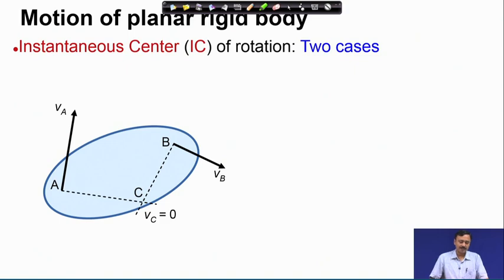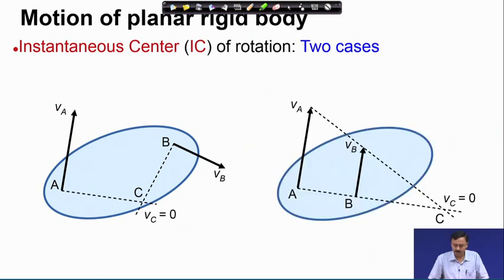Then we had discussed the concept of instantaneous center of rotation. If I take the perpendiculars at the intersection of the two perpendiculars of the velocity vectors at A and B, then the velocity at C must be 0, and I can also locate the instantaneous center of rotation when the velocity distribution at A and B is parallel, as shown here.